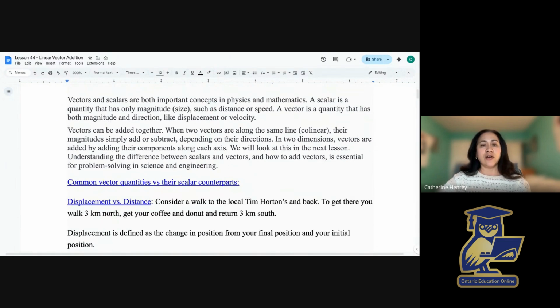When two vectors are along the same line, or they're collinear, the magnitudes can simply be added or subtracted depending on their directions. However, in two dimensions, vectors are added by adding their components along the x and the y, or the horizontal and the vertical axes. We'll take a look at this in the next lesson.